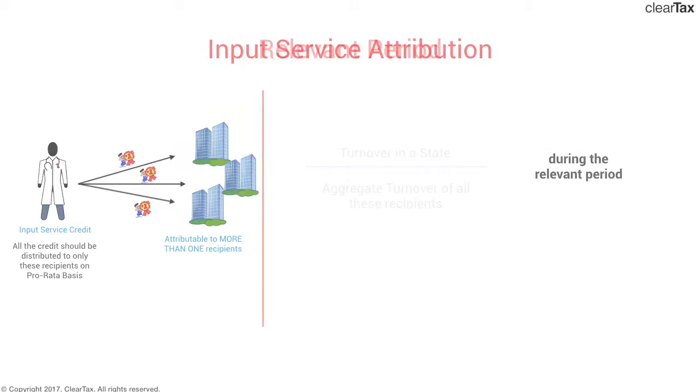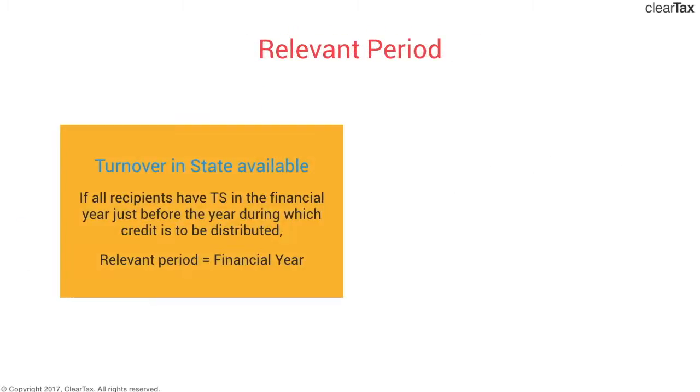Pay attention. There are two situations: where the turnover in a state is available and where the turnover in a state is not available. The first situation is where all the recipients have turnover in a state in the financial year just before the year during which the credit is to be distributed. So suppose the credit has to be distributed in 2016-17. You have 5 recipients. You have turnover in a state for all of these 5 recipients in the year 2015-16. Then the relevant period would be 2015-16, that financial year.